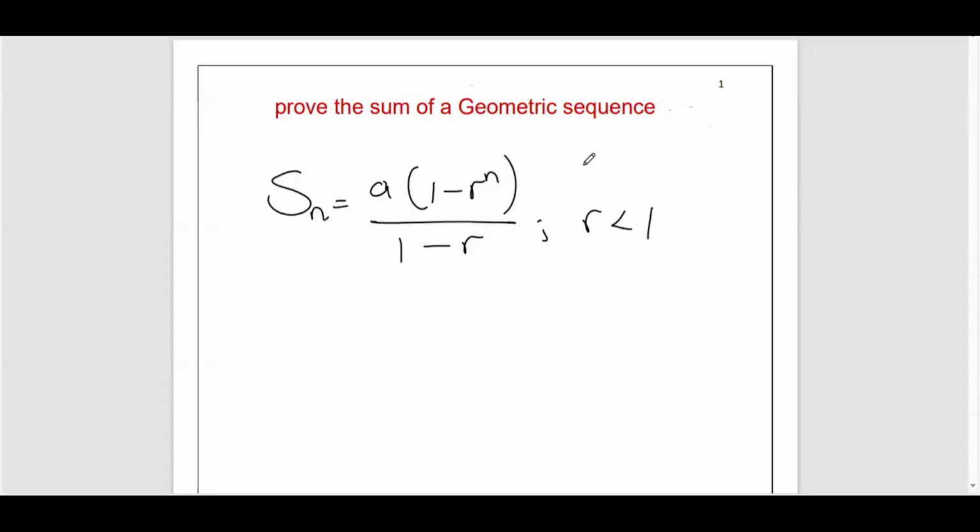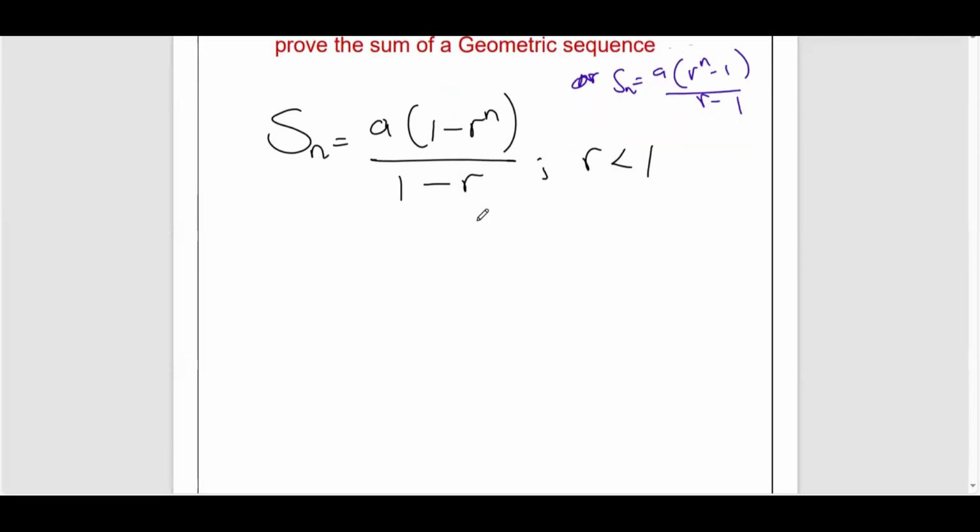Okay, so in this case, we need to prove the sum of a geometric sequence or a geometric series. We know that the formula is given as Sn = a(1 − r^n)/(1 − r). Alternatively, this formula could also be given as Sn = a(r^n − 1)/(r − 1). We're just going to prove the first one, and then we can translate it into the second formula.